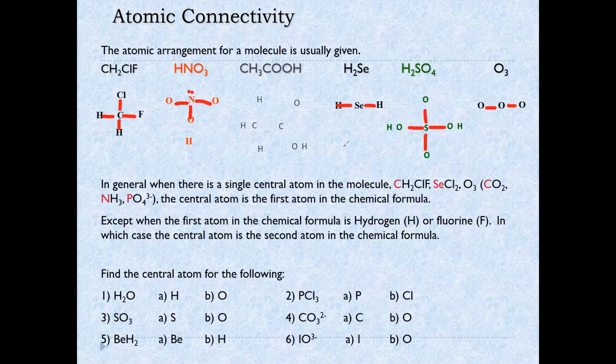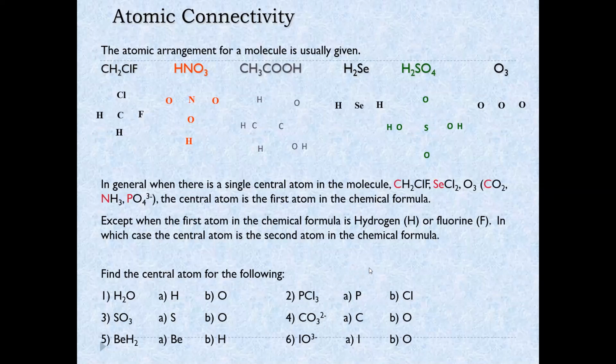So in general, when there's a single central atom in the molecule, in all the molecules we have, the central atom is the first atom in the chemical formula. So you can see that if there is a single central atom, it will be the first atom in the chemical formula: NH3, PO4 3-, CO2, O3. So this will always be the first atom in the chemical formula. But there's an exception, except when the first atom in the chemical formula is hydrogen.